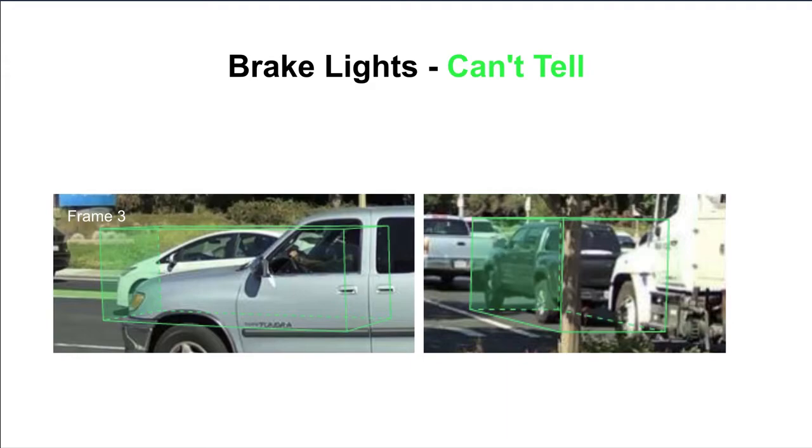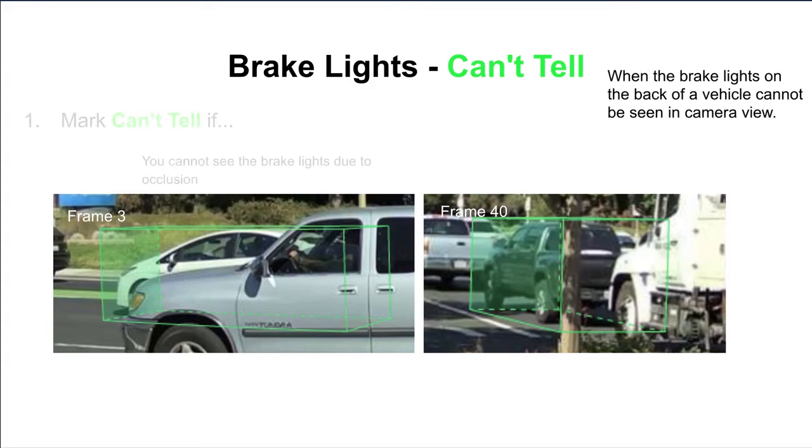Another reason why we want to put can't tell on brake lights is if the brake lights are occluded in the camera view. So if we can't see the brake lights due to occlusion, due to other objects blocking the brake lights on the vehicles, then we're going to want to choose can't tell.